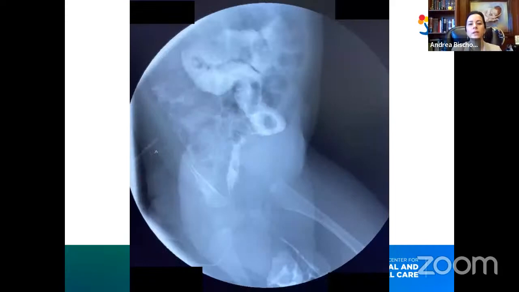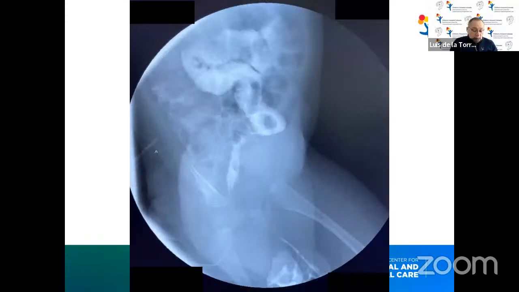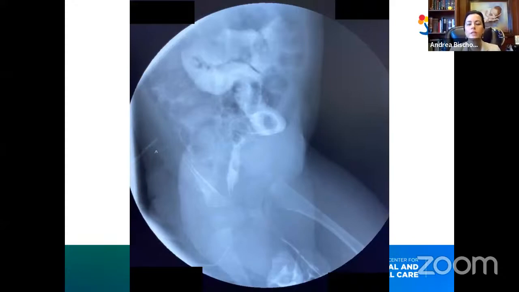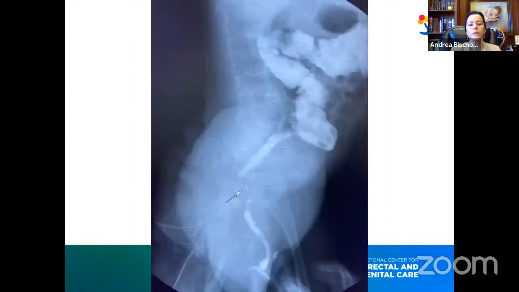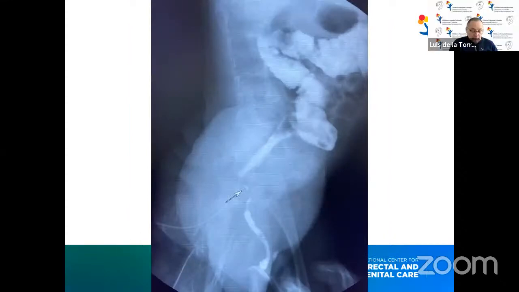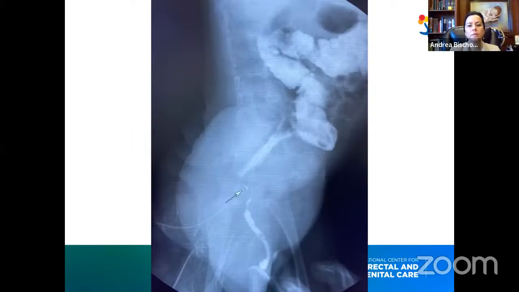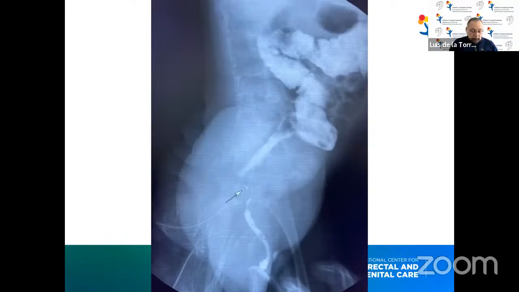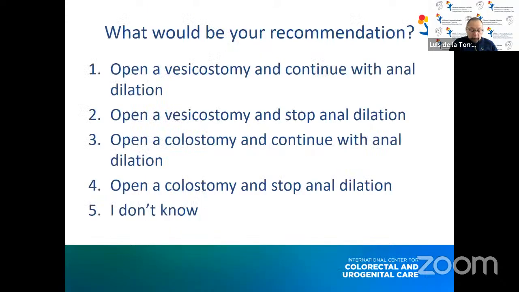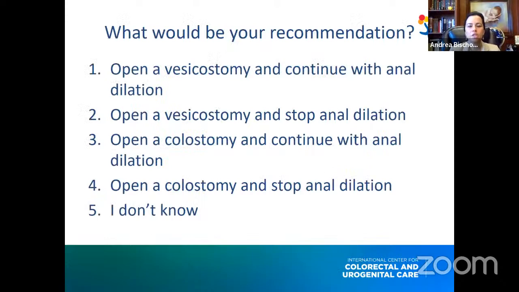So here is the contrast enema done now. Just remember this patient underwent a primary pull-through. The patient does not have a colostomy. And here you can see through the arrow the connection between the rectum and the urethra. For me, this connection looks to be at the prostatic level. So what would be your recommendation?